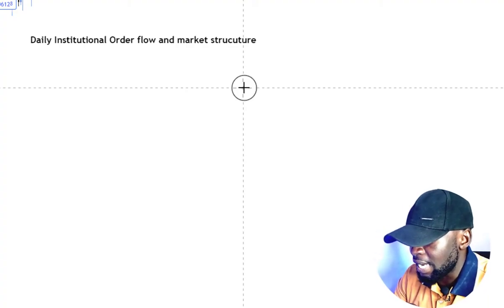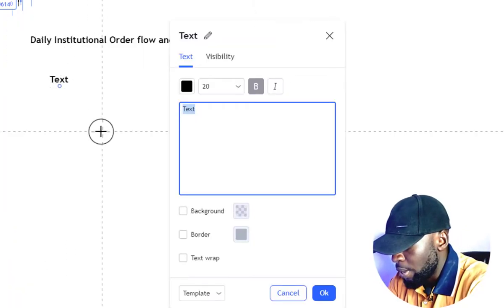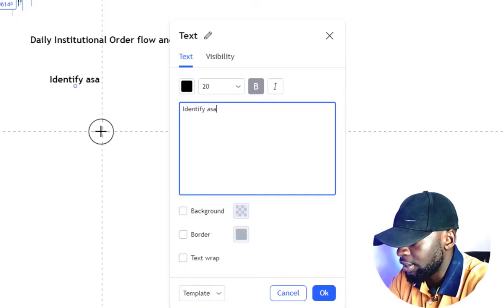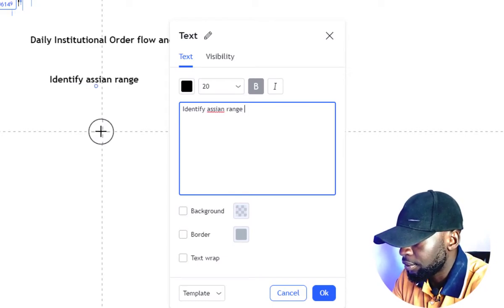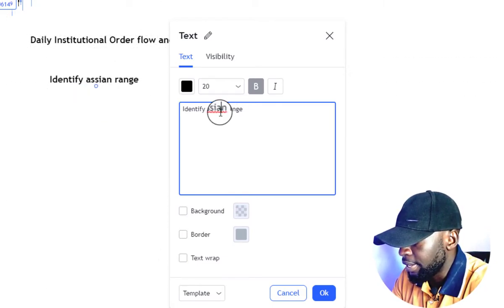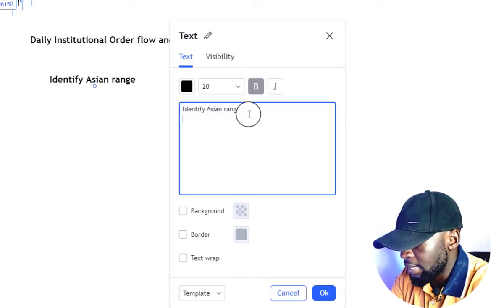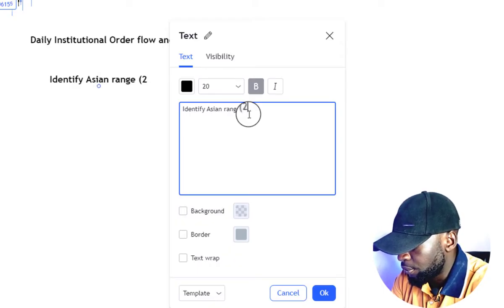So the first thing is identify your Asian session range. Okay, so the next is we identify the Asian session range or Asian range. That's what you're going to identify, the Asian range. And then an ideal Asian range should be between 20 to 40 pips.